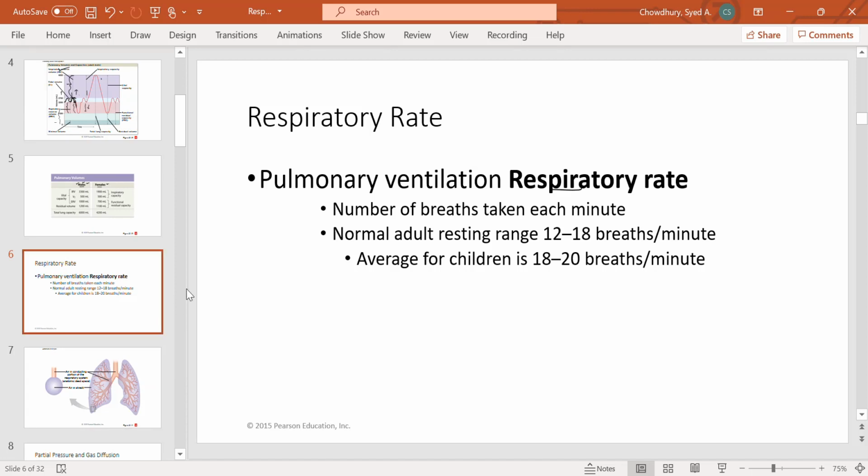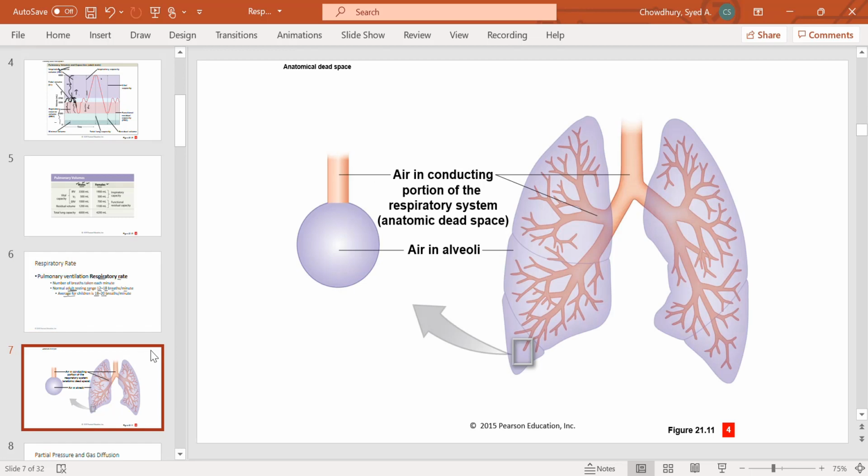Respiratory rate, in each minute how many times you breathe, that's the respiratory rate. And in normal resting condition, adult person, the range is 12 to 18 times per minute. So that's the normal adult resting condition, of course not during the exercise or when you are excited. Average children, the rate is higher. Okay, in children's body the metabolism occurs more, and that requires more oxygen.